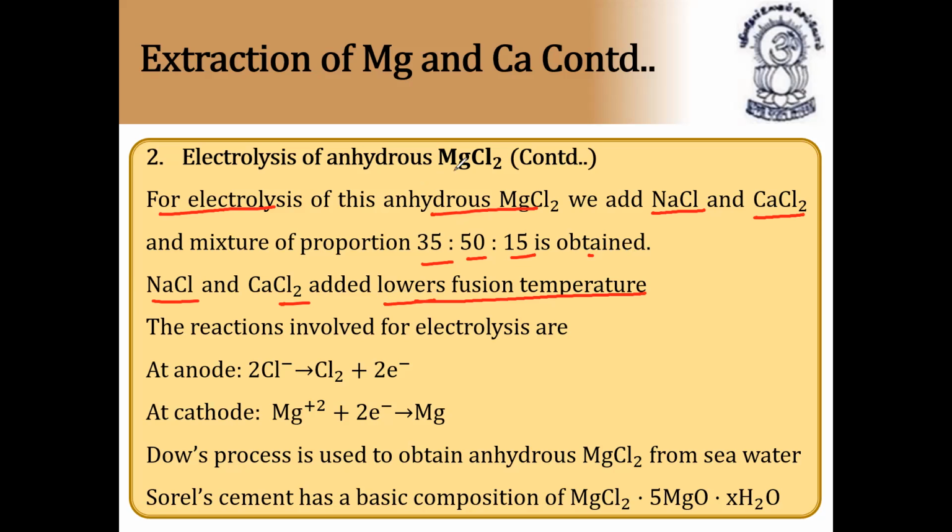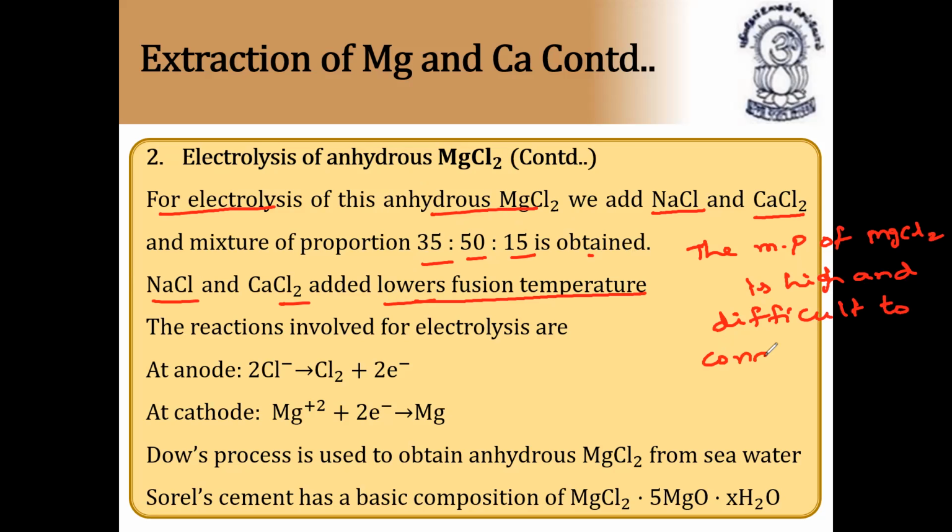because the melting point of magnesium chloride is very high. So at this high temperature we cannot do electrolysis. We can write here that the melting point of the MgCl2 fusion mixture is high, and it is difficult to conduct electricity and difficult to conduct electrolysis.